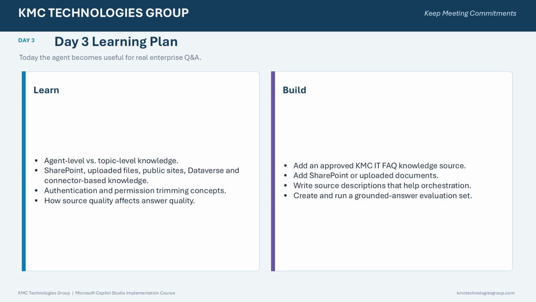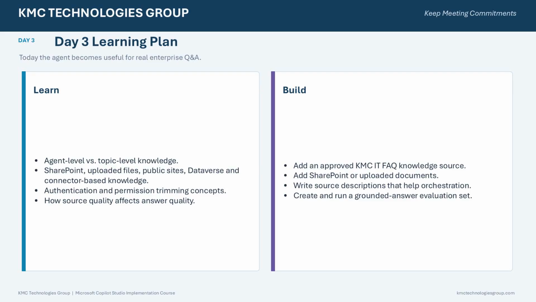By the end of this lesson, our agent will be able to answer actual IT support questions using approved organizational information. We'll examine agent-level and topic-level knowledge, connect SharePoint and uploaded documents, discuss structured and external information sources, write better source descriptions, and create an evaluation framework. Most importantly, we'll test whether the agent knows when it has an answer and when it should clearly say that the approved sources do not contain the information.